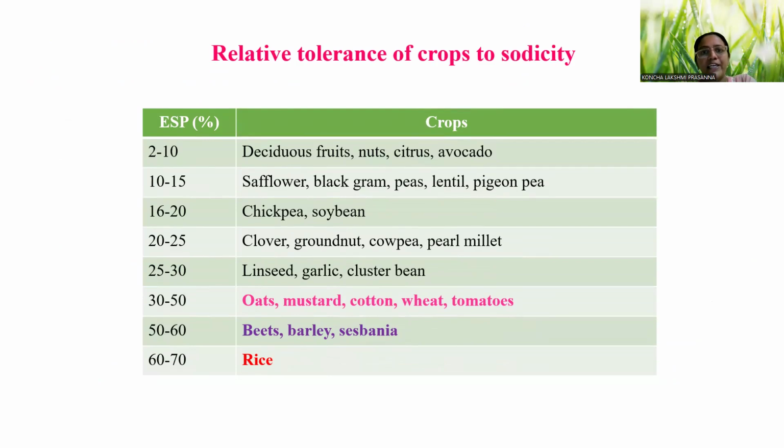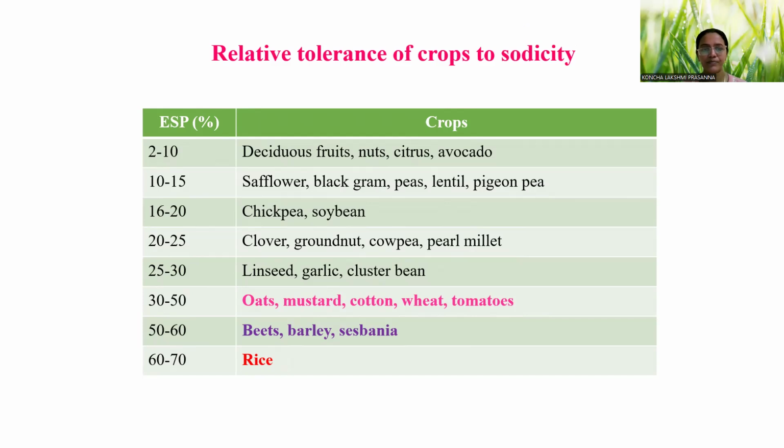Some of the relatively tolerant crops of sodicity: if the ESP, that is the exchangeable sodium percentage, is 2 to 10, crops like nuts, citrus, and avocado can be grown. If the ESP is 10 to 15, safflower, black gram, peas, lentil, and pigeon pea can be grown. At ESP 16 to 20%, chickpea and soybean can be grown. If ESP is in the 20 to 25 range, then clover, groundnut, cowpea, and pearl millet can be grown. If it is 30 to 50%, oats, mustard, cotton, wheat, and tomato can be grown.